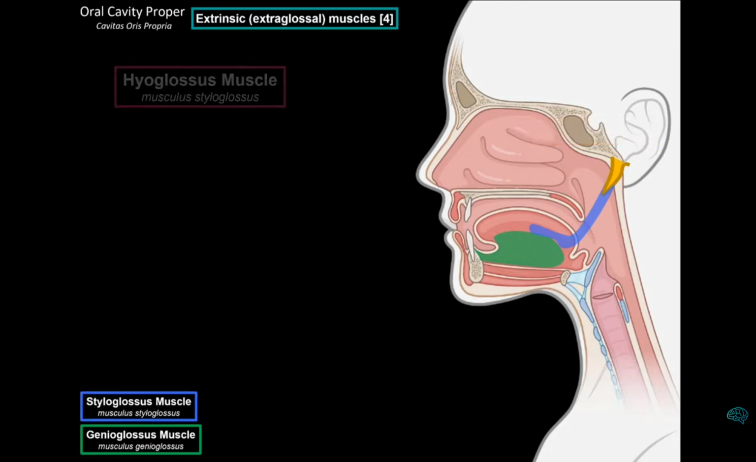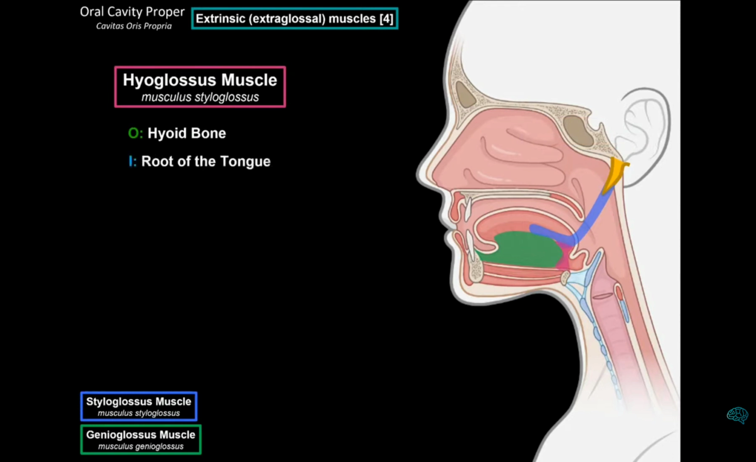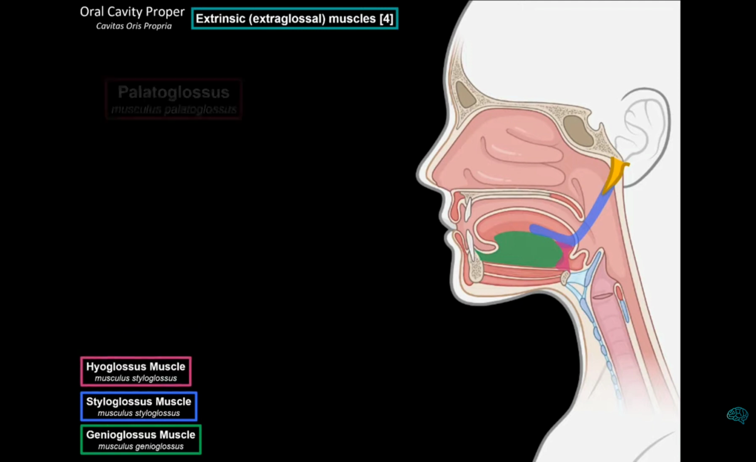Then we have the hyoglossus muscle, this one. This muscle originates from the hyoid bone and then it inserts at the root of the tongue. And the function is to pull the tongue backwards as well as depressing the tongue. The last muscle depends on the source you're studying from. Some sources say there are only 3 extrinsic muscles of the tongue, so they don't count the palatoglossal muscle as a part of the extrinsic muscles. But some sources count the palatoglossal as a part of the extrinsic muscles. But we will add this one in our list because it's also going to aid in the movement of the tongue.